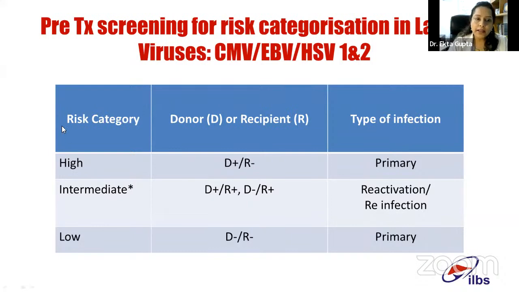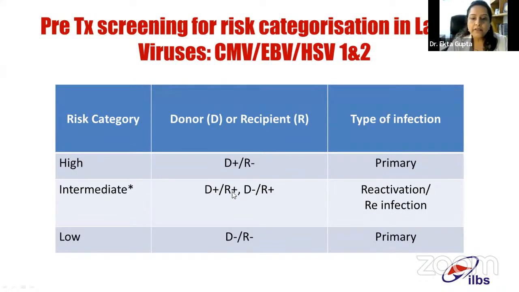We consider risk category post-transplant if the donor is positive for an exposure. Now, these are IgG-based assays. So when I write D positive, R negative, it means the donor was IgG positive and the recipient was never exposed. This becomes high risk because when you transplant anything from this donor to the recipient, this will give you a de novo primary infection, which will not be controlled by the body. So it can be disseminated and will have severe consequences.